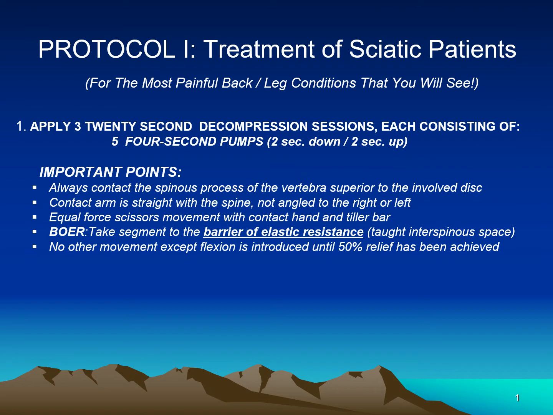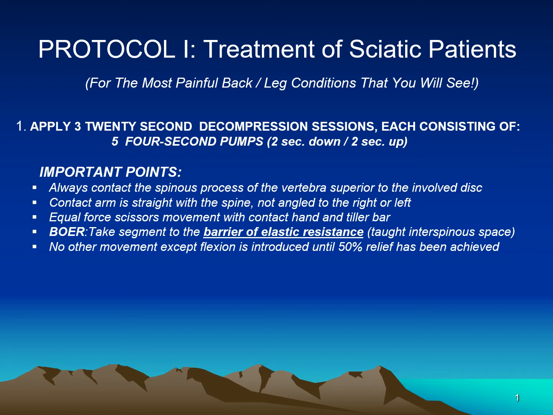Some important points to remember or consider. You always contact the spinous process of the vertebrae superior to the involved disc. We'll elaborate on that in a slide or two. Your contact arm is always straight up the y-axis of the spine. You don't want it to be angled to the right or to the left, just straight up the spine. You always use equal scissors force type of movement. So you have a contact hand and a tiller bar hand, and they apply an equal amount of force like a scissor. And you always take the segment to the barrier of elastic resistance before starting the treatment.